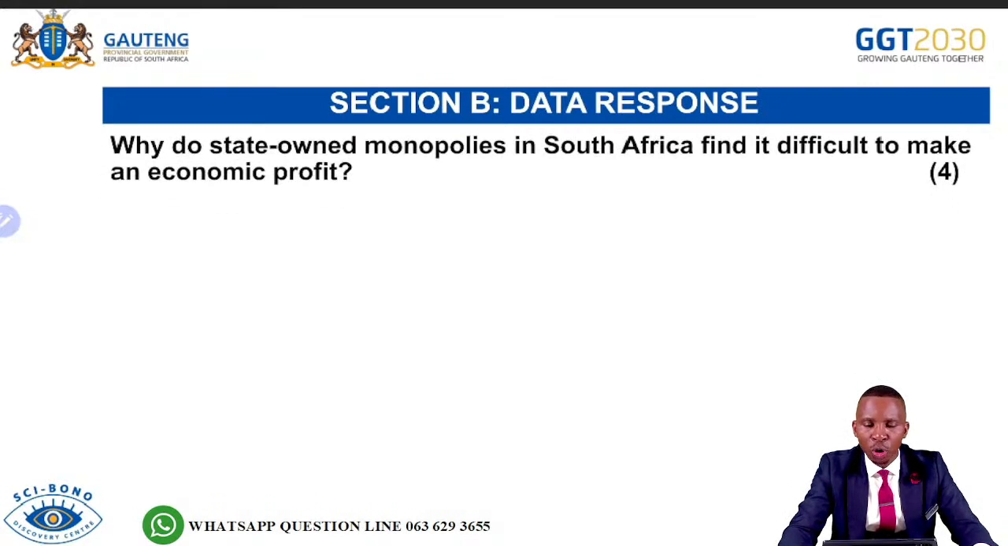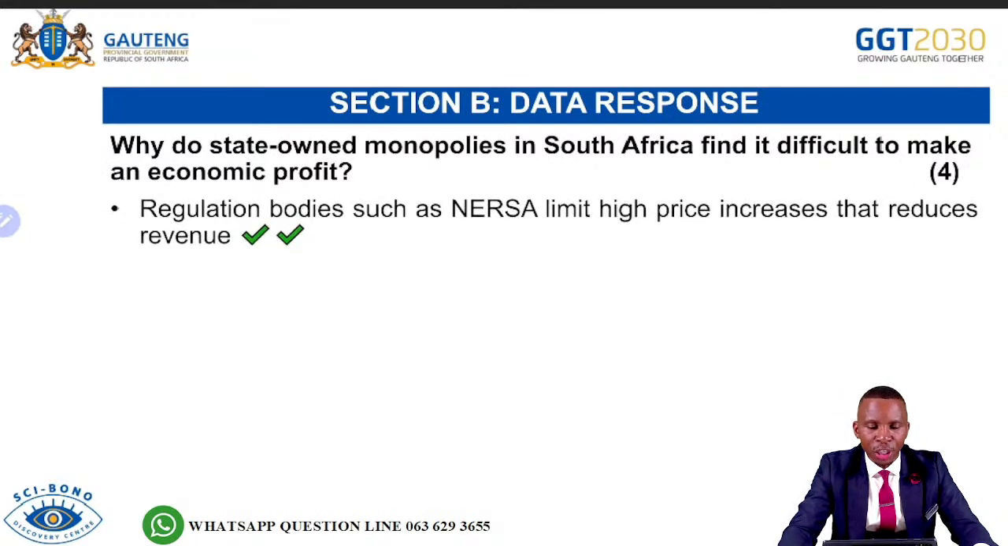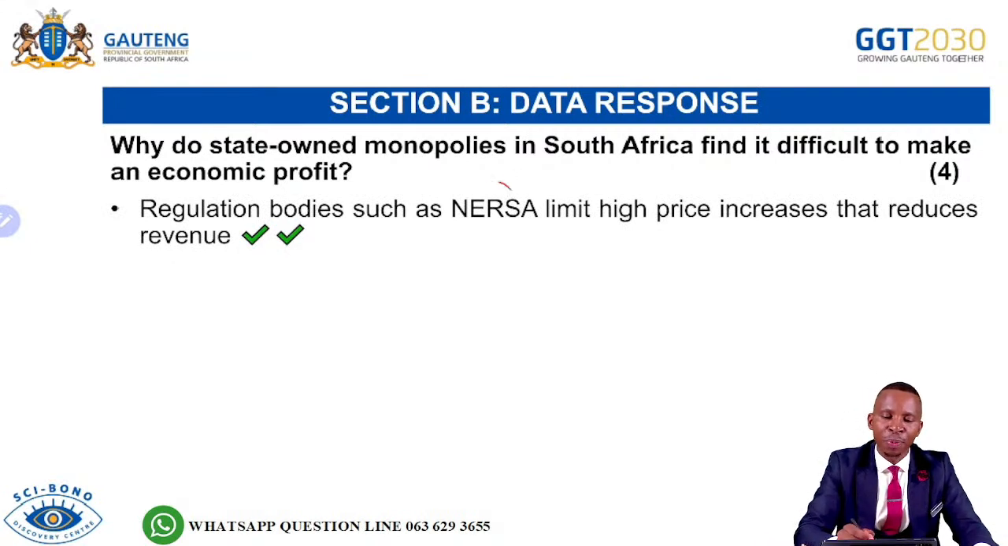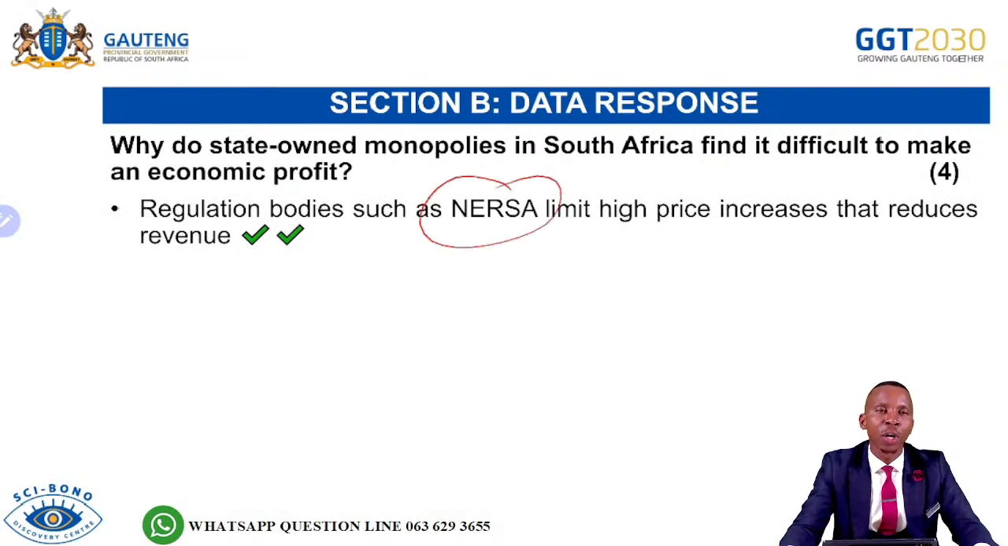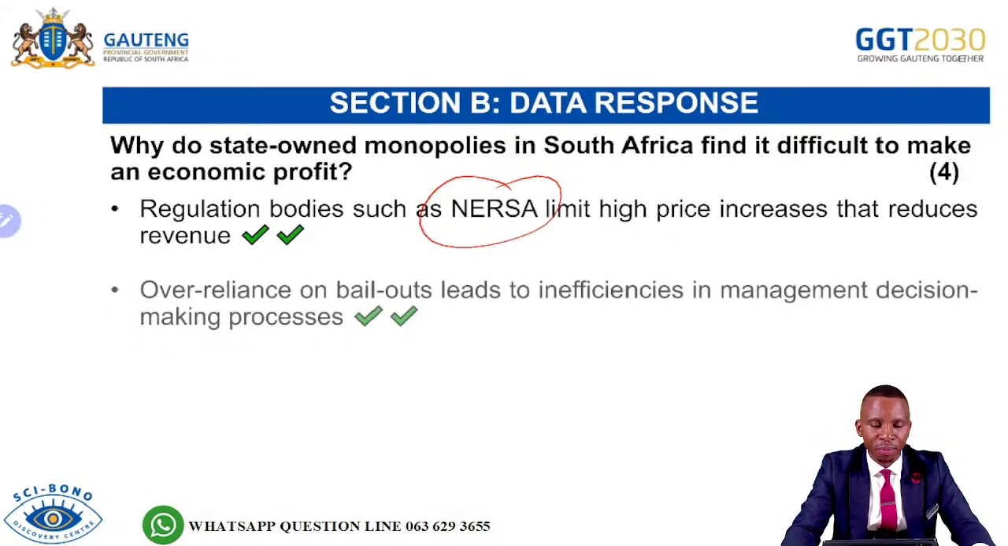Why do state-owned monopolies in South Africa find it difficult to make a profit? We continue. Regulation bodies such as NERSA limit high price increases, which reduces revenue. So they don't just determine their own prices. NERSA is responsible, especially for Eskom, to approve if Eskom can increase the price. So if the price is not increased according to NERSA, that will lead to Eskom having less revenue, which will reduce their profits.